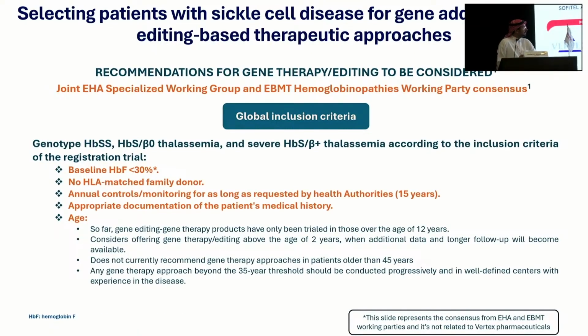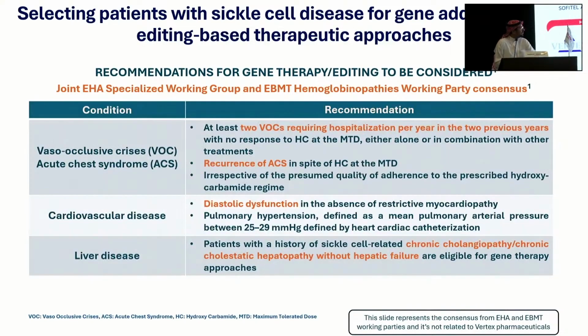So in general, as I mentioned, hemoglobin SS or hemoglobin S beta 0, hemoglobin less than 30, no identified donor. If you find a matched related donor, you will go for allogenic transplant. And of course, you need monitoring for these types of patients. Here there's a general recommendation about each condition. For vaso-occlusive crisis, at least 2 vaso-occlusive crises requiring hospitalization per 2 years, recurrent acute chest syndrome.